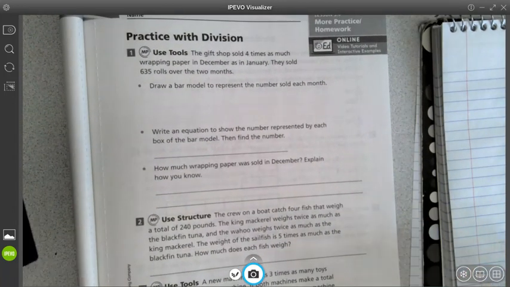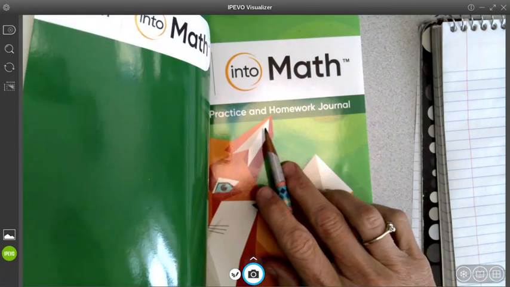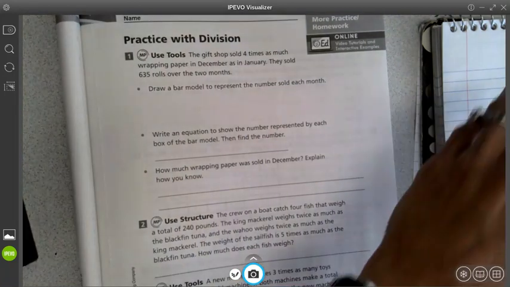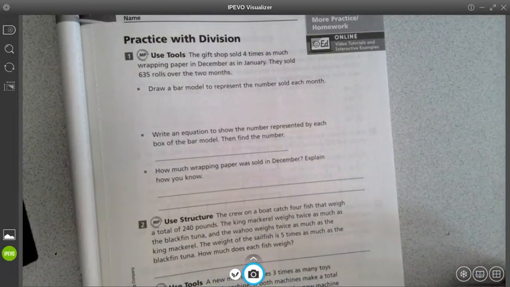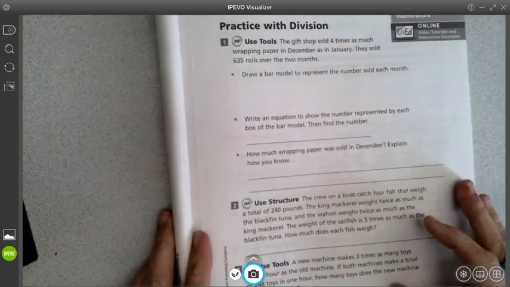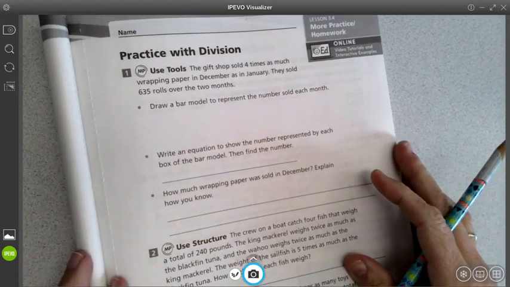We are doing practice with division tonight. This is P27 of your practice and homework journal. This was our lesson today where we were drawing bar models. I don't know if you could tell in class today or not, I do love drawing bar models. So let's see what's going to happen in this situation.